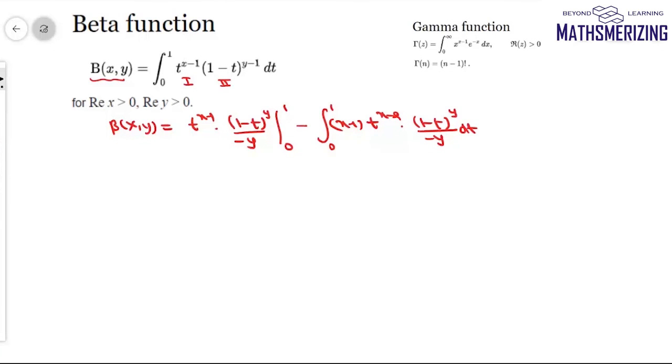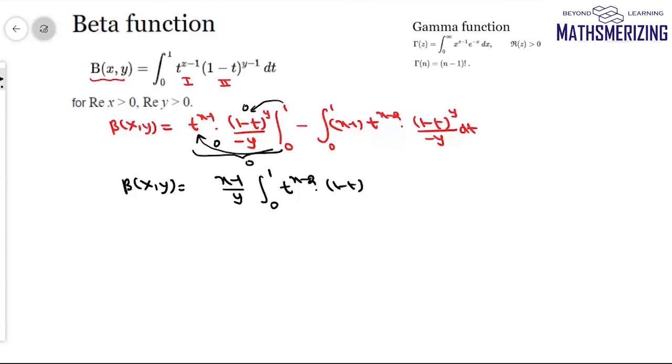Now I will put the value of this limit. If I put t as 1, 1 minus 1 will be 0, and if I put t as 0, then t to the power x minus 1 will be 0. So this first expression has value 0 as long as x is greater than 1. So I can write this beta xy as x minus 1 upon y, and this integral from 0 to 1 t to the power x minus 2 into 1 minus t to the power y into dt, which actually is x minus 1 upon y.